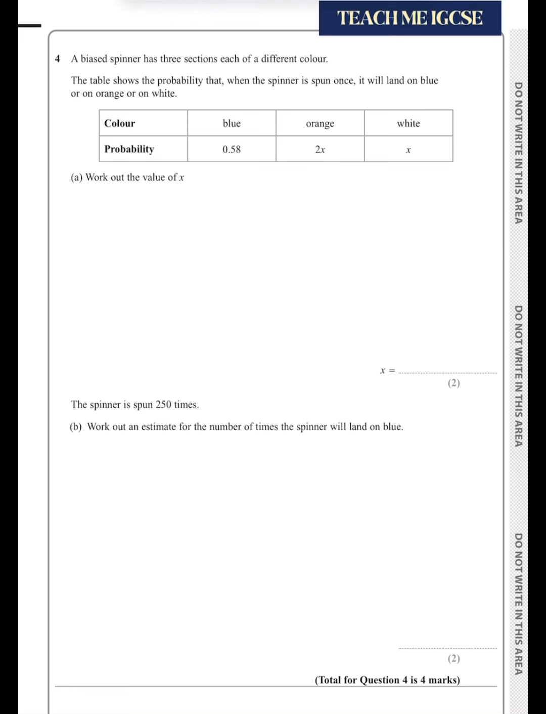So 0.58 plus 2x plus x should be equal to 1, and that is 3x plus 0.58 equals 1. 3x is equal to 0.42, and then we do 0.42 divided by 3 to find x to be 0.14. So x equals 0.14.